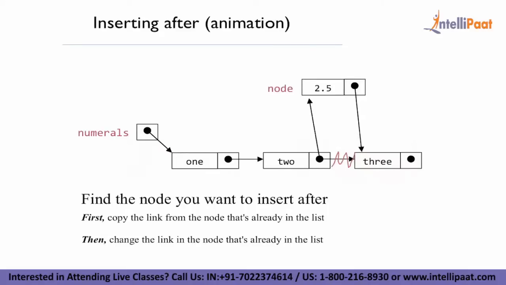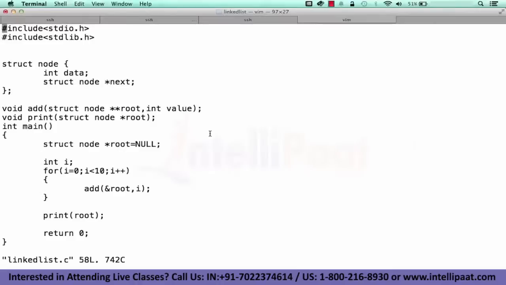Let's do a practical example and write some code for this. This is the code for the very basic operation of inserting into the linked list and traversing through it. Here we have declared a structure of node. The data part is an integer. The pointer which points to the next node is next. Then we have declared two functions: add, which adds a value to the linked list, and print, which prints the entire linked list. Let's go to these functions, add and print, then we come to main.